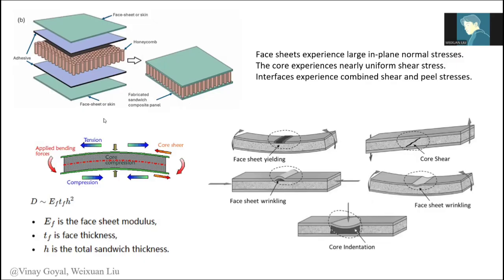And if we want to go deeper, we want to understand the core shear and the detailed stress analysis, then we need to model the skin and the core as separate layers. And often we use orthotropic material for the skins and use orthotropic or crushable foam for the core.